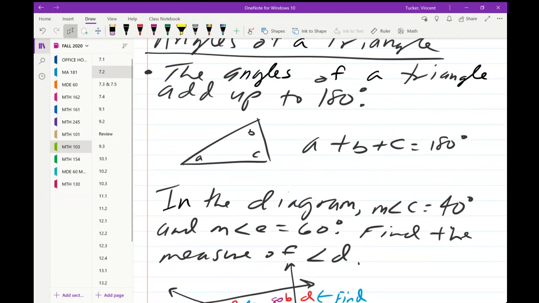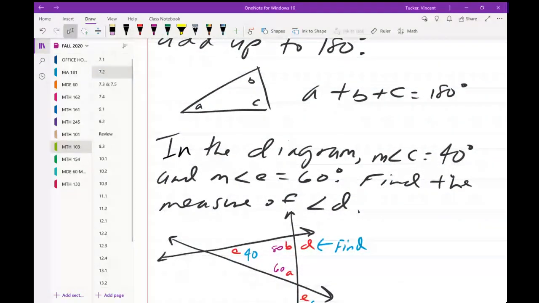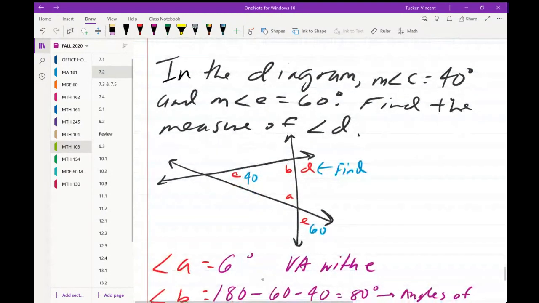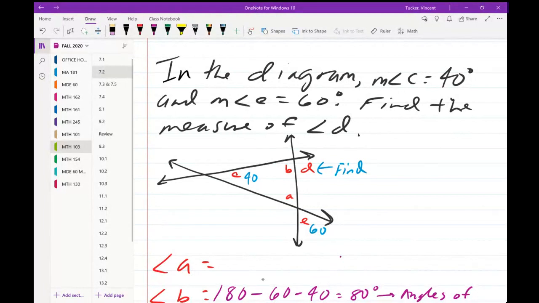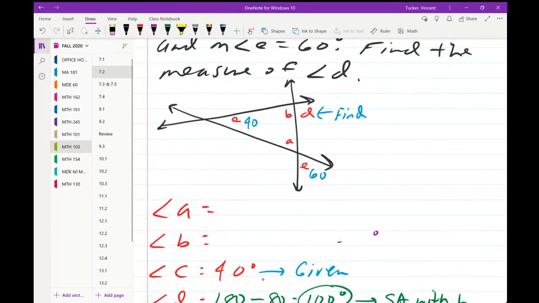All right, so last example for the day. It says in the diagram, angle C is equal to 40 degrees, angle E is equal to 60 degrees. Find the measure of angle D. So let me erase some of this stuff. Let me erase this stuff though so we can walk through it properly.